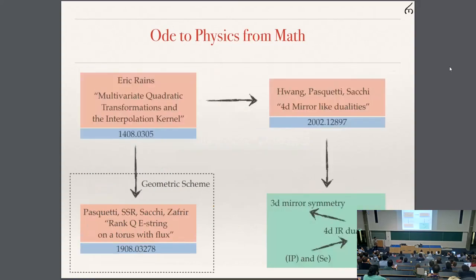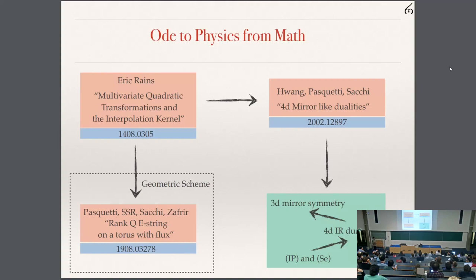So once we understand that there is this interesting relation between complicated physical statements and complicated mathematical results, we can start reading mathematical papers of different kinds. For example, since we know that Eric Rains can produce some physical results without actually studying physics, it's worth reading his papers. And if you read this particular paper, you derive a very interesting result, which was thoroughly explored by Sara Pasquetti and collaborators.